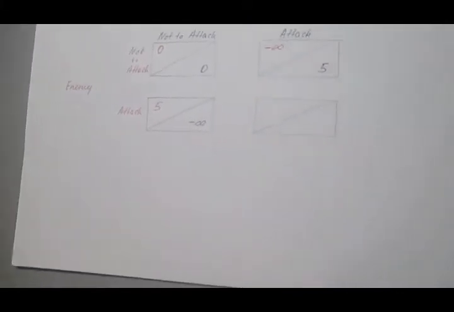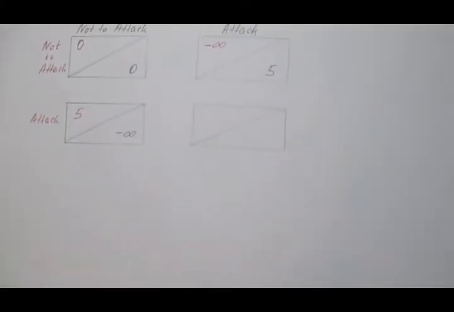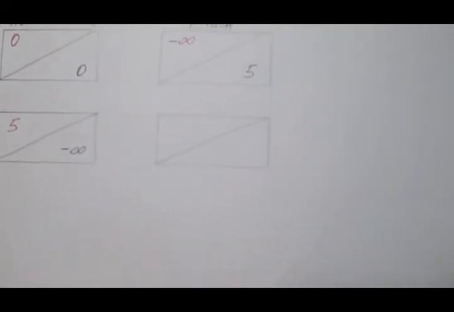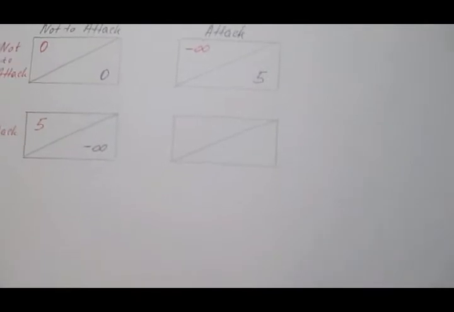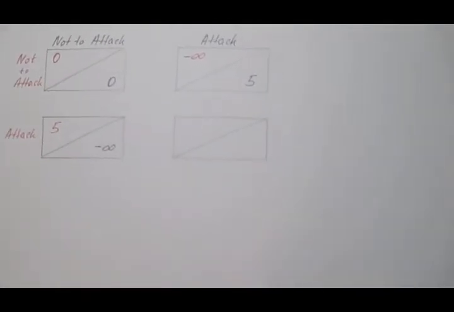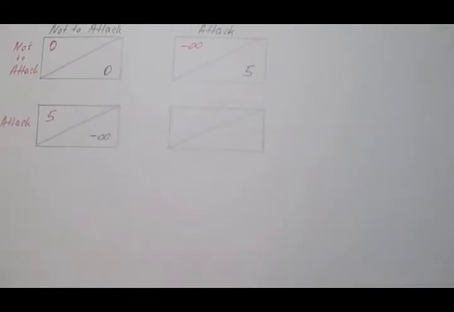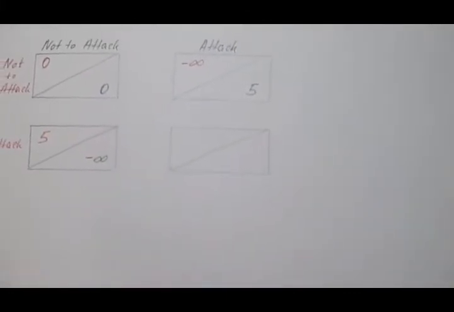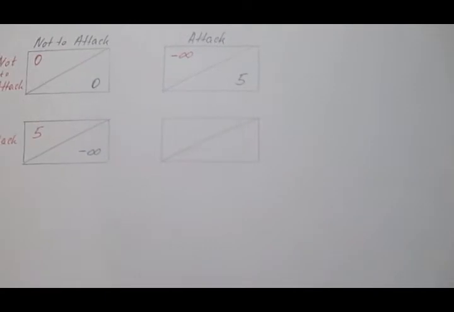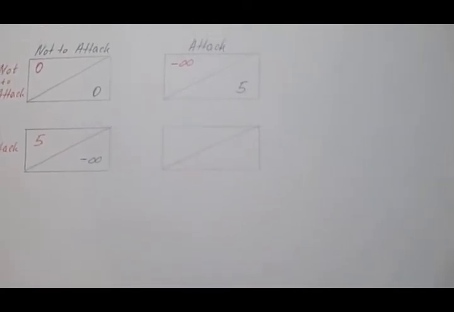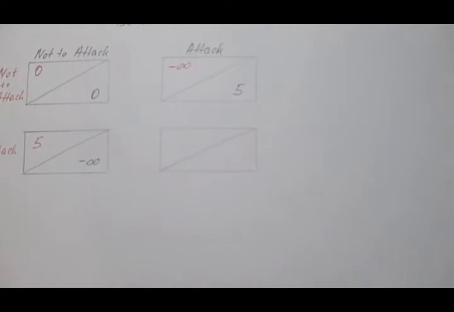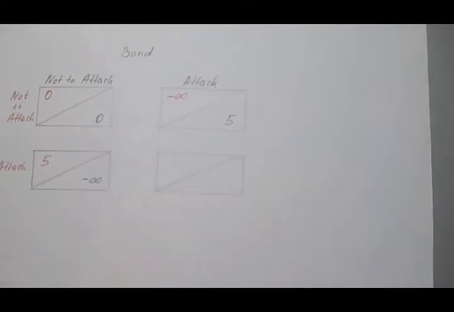And finally, the fourth box is when they both attack. If they both attack, they both risk their lives, so they get negative payoffs. However, since they both have a slight chance to win the fight and survive, they won't get -infinity. Also, since Bond is in a worse position, he has less chance to win, therefore he gets -20. The enemy who is in a better position has higher chance and gets -10.